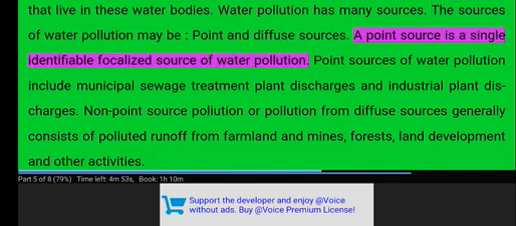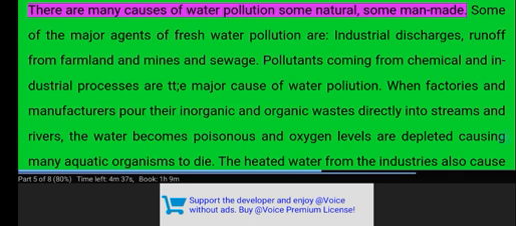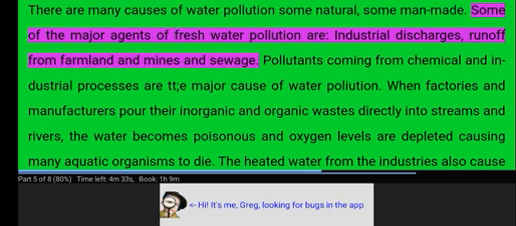The sources of water pollution may be point and diffuse sources. A point source is a single identifiable focalized source of water pollution. Point sources of water pollution include municipal sewage treatment plant discharges and industrial plant discharges. Non-point source pollution or pollution from diffuse sources generally consists of polluted runoff from farmland and mines, forests, land development and other activities. There are many causes of water pollution, some natural, some man-made. Some of the major agents of freshwater pollution are industrial discharges, runoff from farmland and mines and sewage.